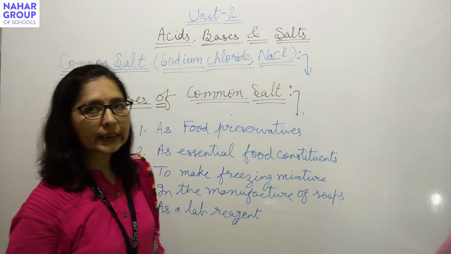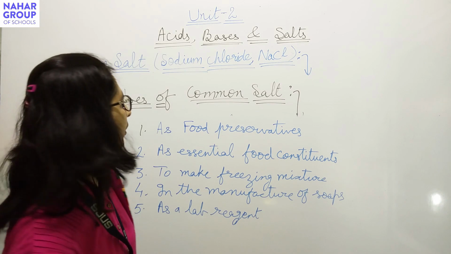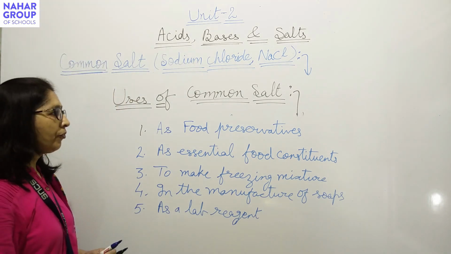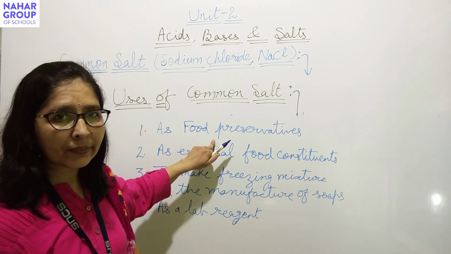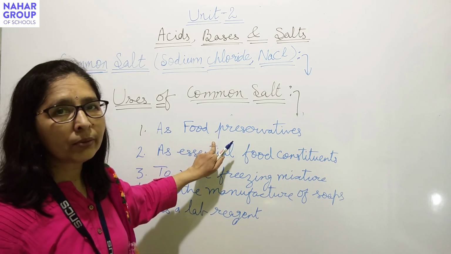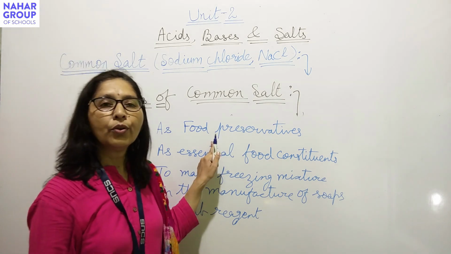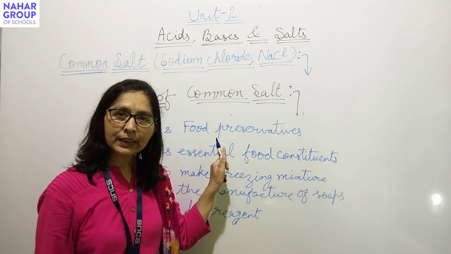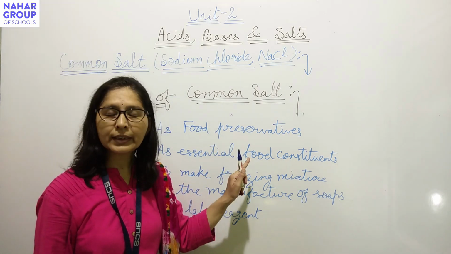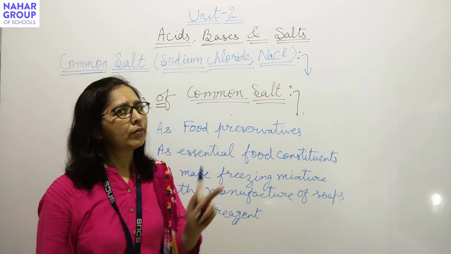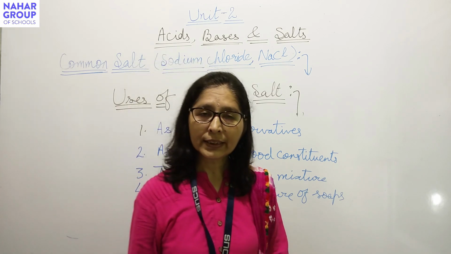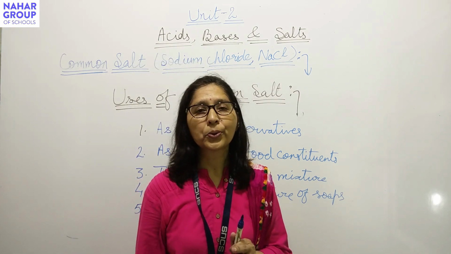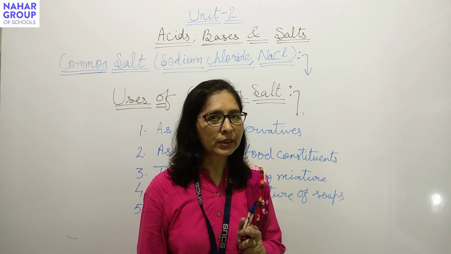Okay. Uses of common salt or sodium chloride. First use is that it is used as a food preservative. What do you mean by food preservatives? Chemical substances, or in simple words, substances which are used to preserve food, which prevent the spoilage of food due to oxidation, are called food preservatives.